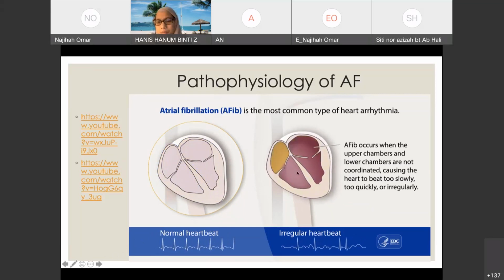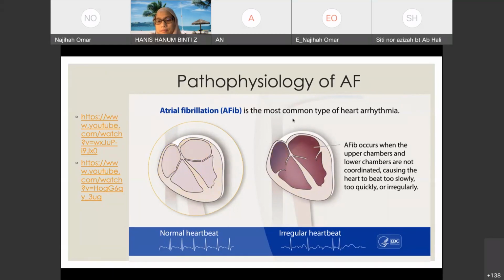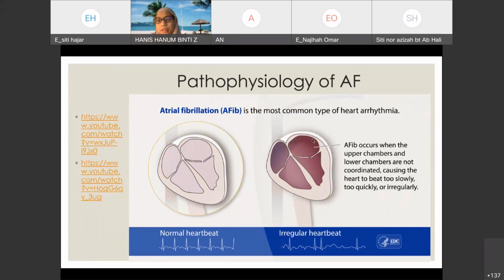Now, why is it important? Why do we care so much about this irregular heartbeat problem? Anyone? Able to develop blood clot. Yes, that's right. Very good.